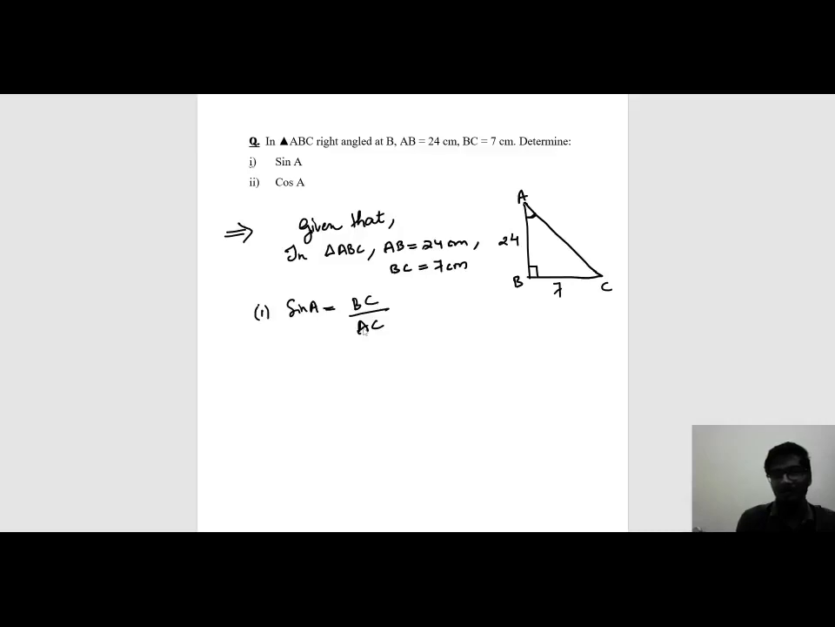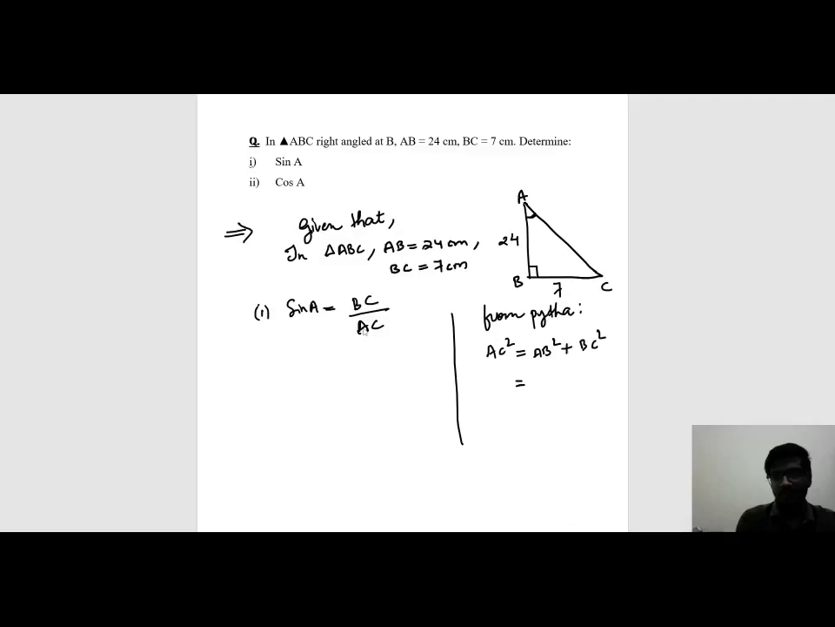How we can get that? We know since it is a right angle triangle, two sides are given. How we can find the third side? Using Pythagoras theorem. What is Pythagoras theorem? In a right angle triangle, the hypotenuse square will be equal to sum of the squares of other two sides. So from Pythagoras theorem, we have AC square is equal to AB square plus BC square.